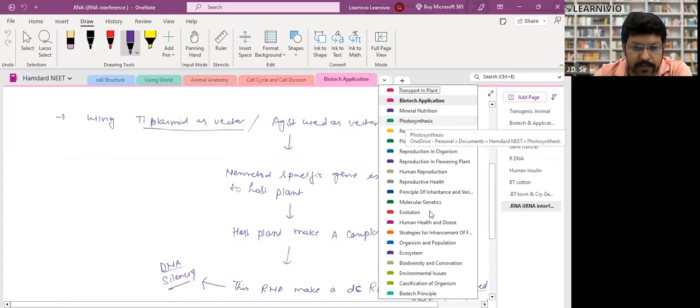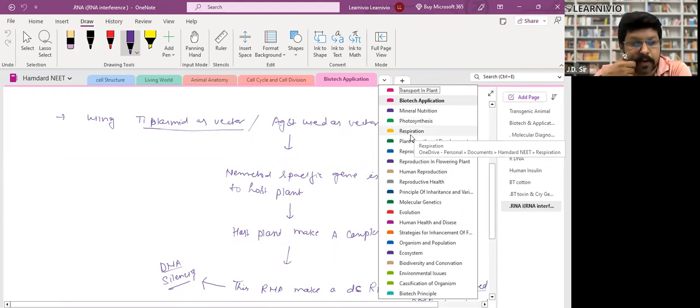So now we will start with human reproduction, right? As we are going through the weightage, first we covered genetics, then biotech. Now we will do human reproduction and then plant reproduction, right?